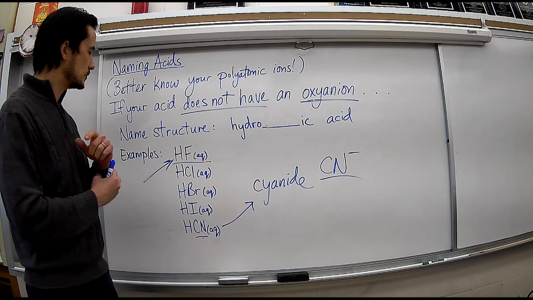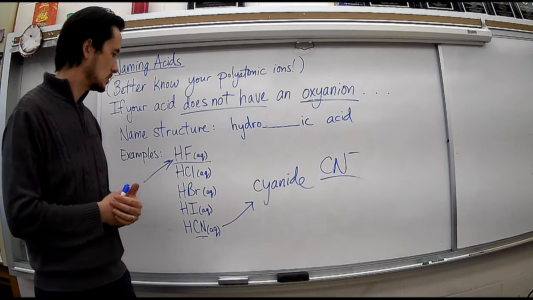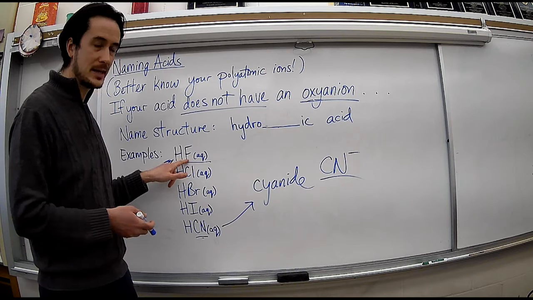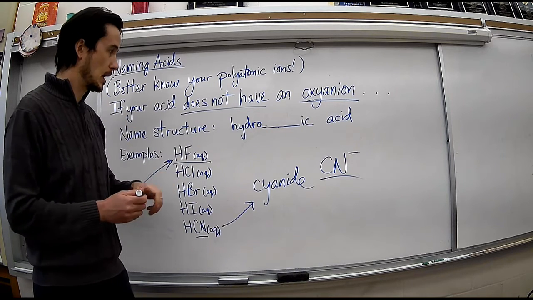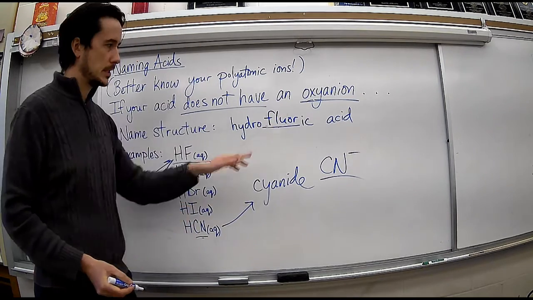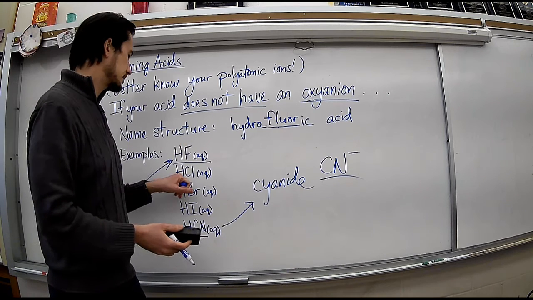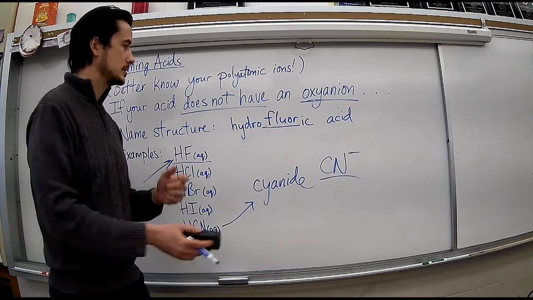The basic name structure is hydro-blank-ic acid. So for this one, HF, this anion is fluoride. So instead of fluoride, we do hydrofluoric acid. Make sure you put the U first. Hydrofluoric acid. Oh, that's a good way to remember it. No, U first. Something like that.